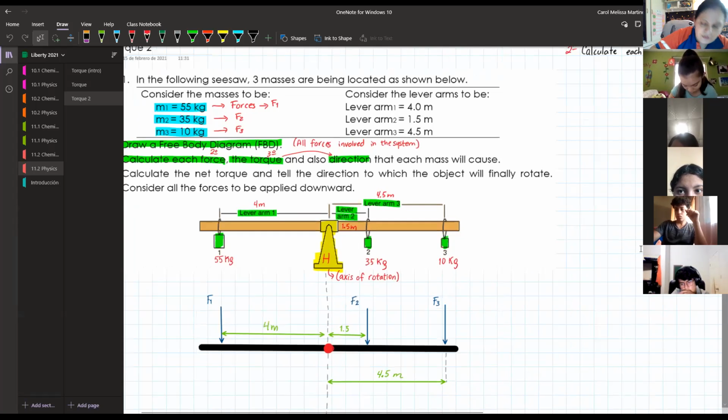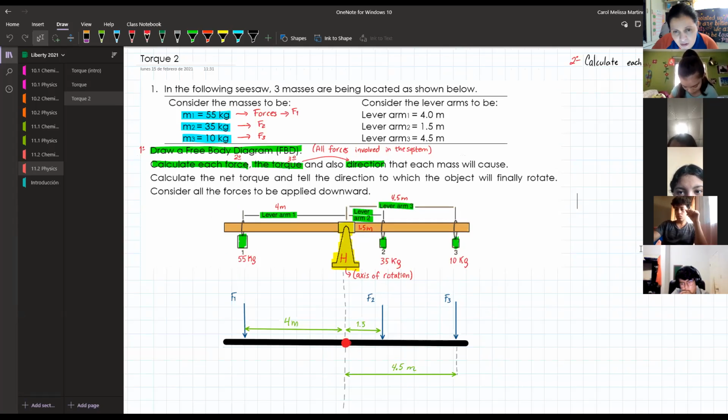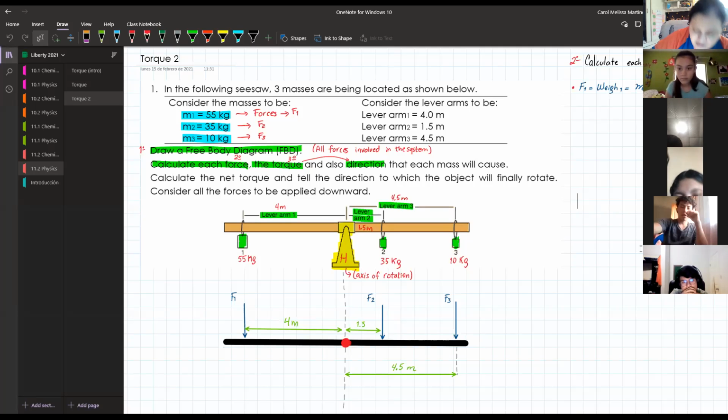Okay. So what I'm going to do now is calculate the force 1, force 2, and force 3. How? The force that depends on an object's mass is the weight. So force 1 is going to be equal to the weight 1, and it's going to be equal to the formula, okay? That is mass times gravity, but not any mass. We're talking about object 1, so we need to indicate object 1. So it is mass 1 and gravity.